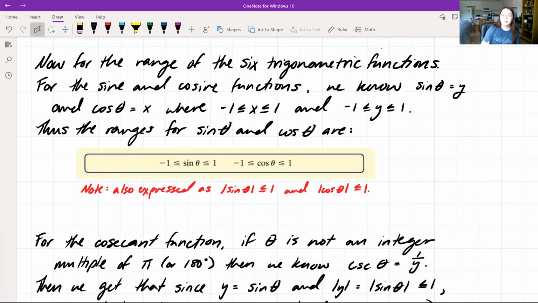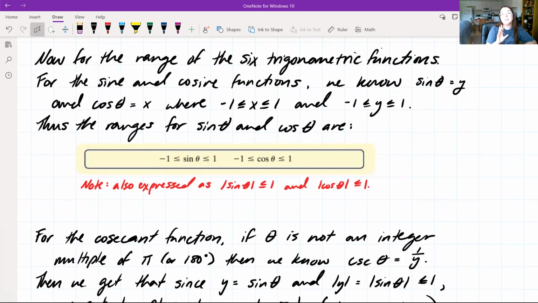We see on the unit circle, the greatest value that they can have is 1 and the lowest they can have is -1. So the ranges for sine of theta and cosine of theta are going to be -1 and 1, saying that -1 is less than or equal to sine or cosine of theta, which is less than or equal to 1. This can also be expressed by writing the absolute value of the functions is less than or equal to 1. So the absolute value of sine of theta is less than or equal to 1, and the absolute value of cosine of theta is less than or equal to 1. They're the same thing, we're just expressing them differently.